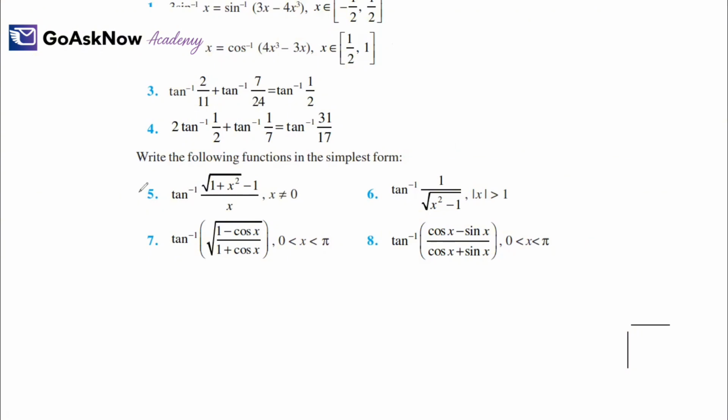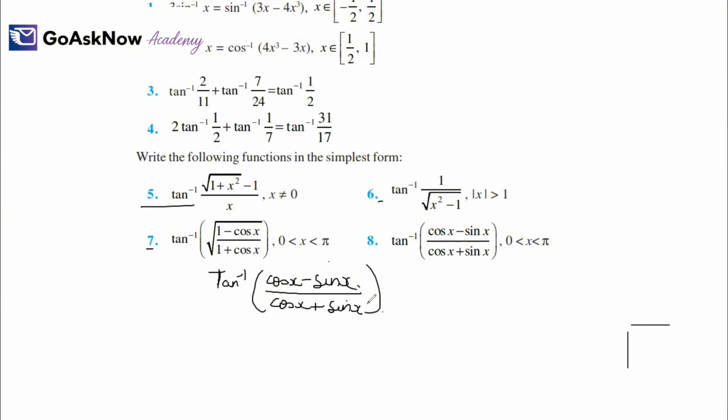We have covered the fifth question, and now the sixth one is easier. The seventh one is also similar to the fifth one. We will solve the eighth one. Let's try to solve this question. Here you have tan inverse of (cos x minus sin x) upon (cos x plus sin x).